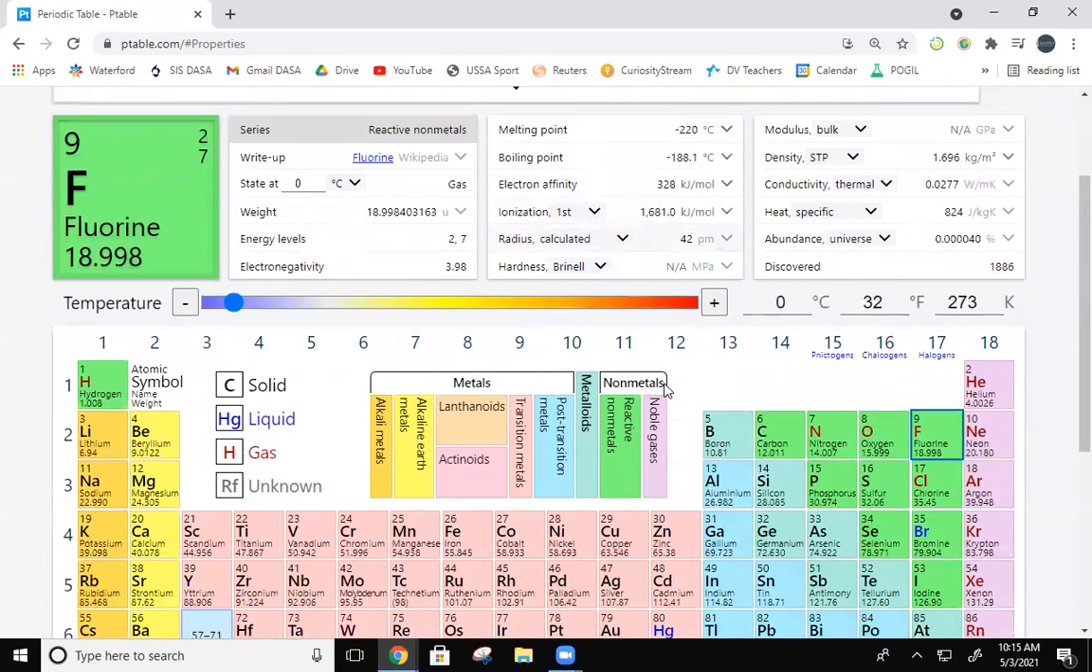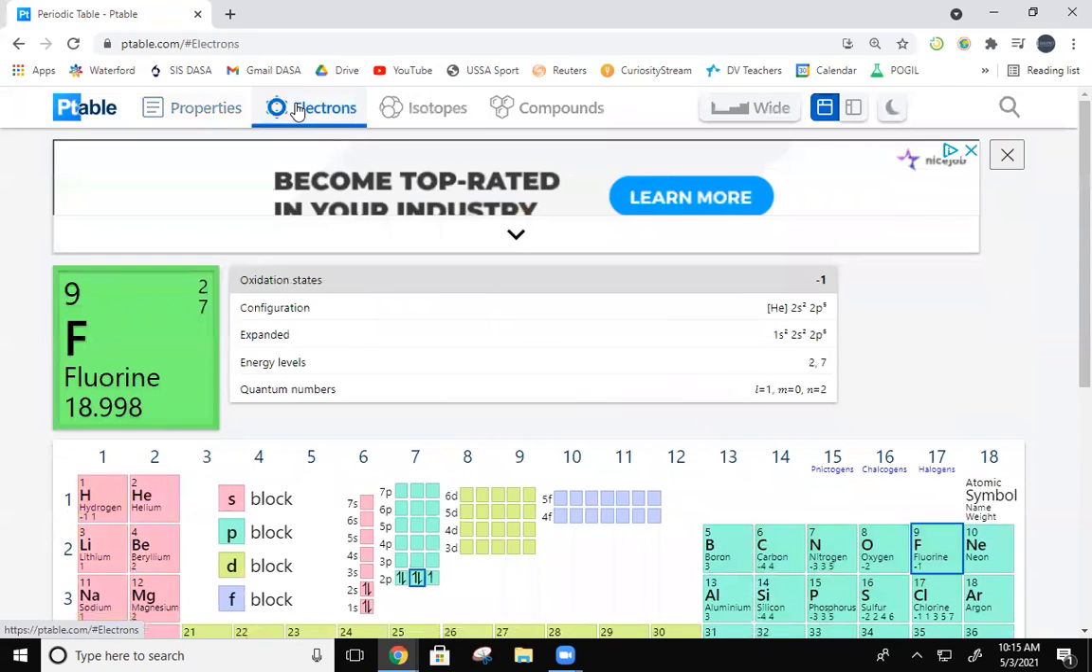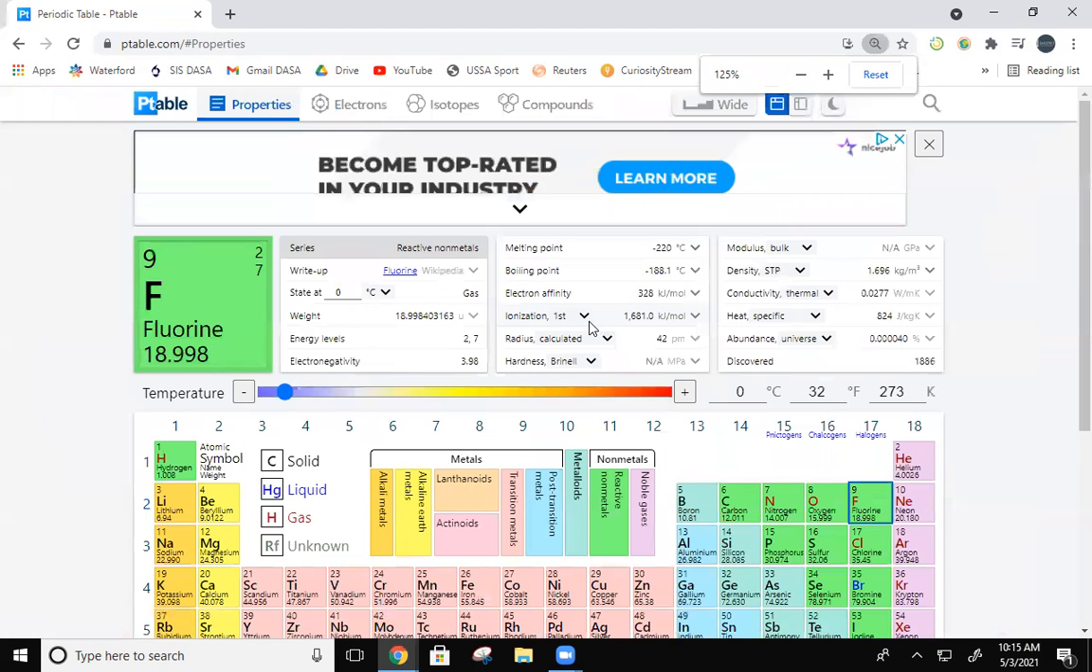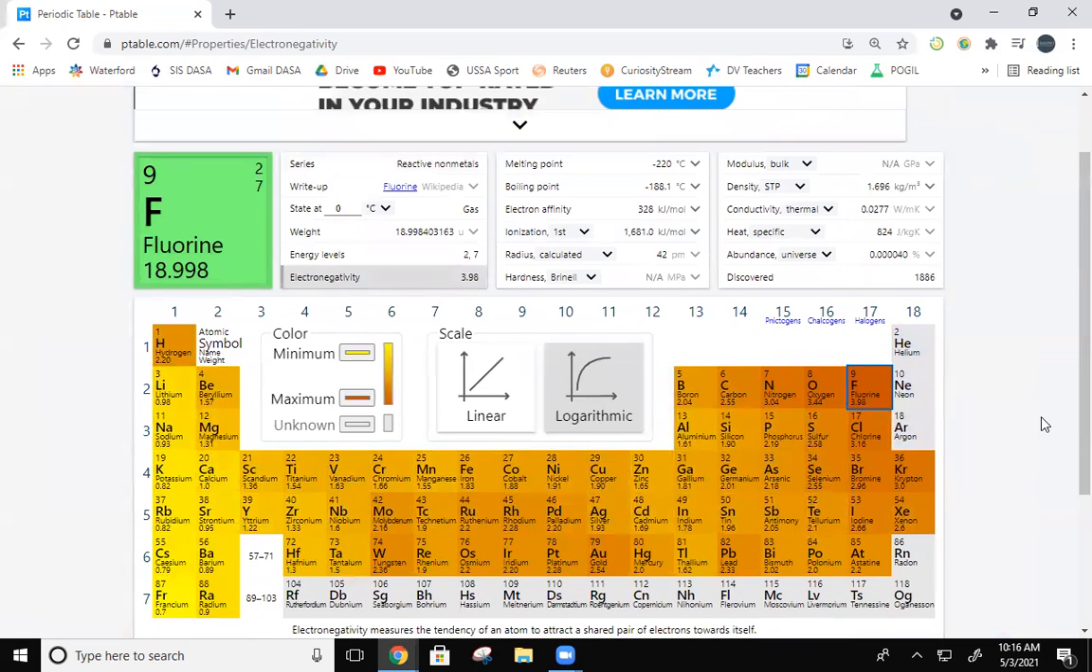In fact, we can go and look at properties, isotopes. What? I made a chlorine gas in my house. You made chlorine gas in your house? Why did you do that? It was an accident. Don't do that.